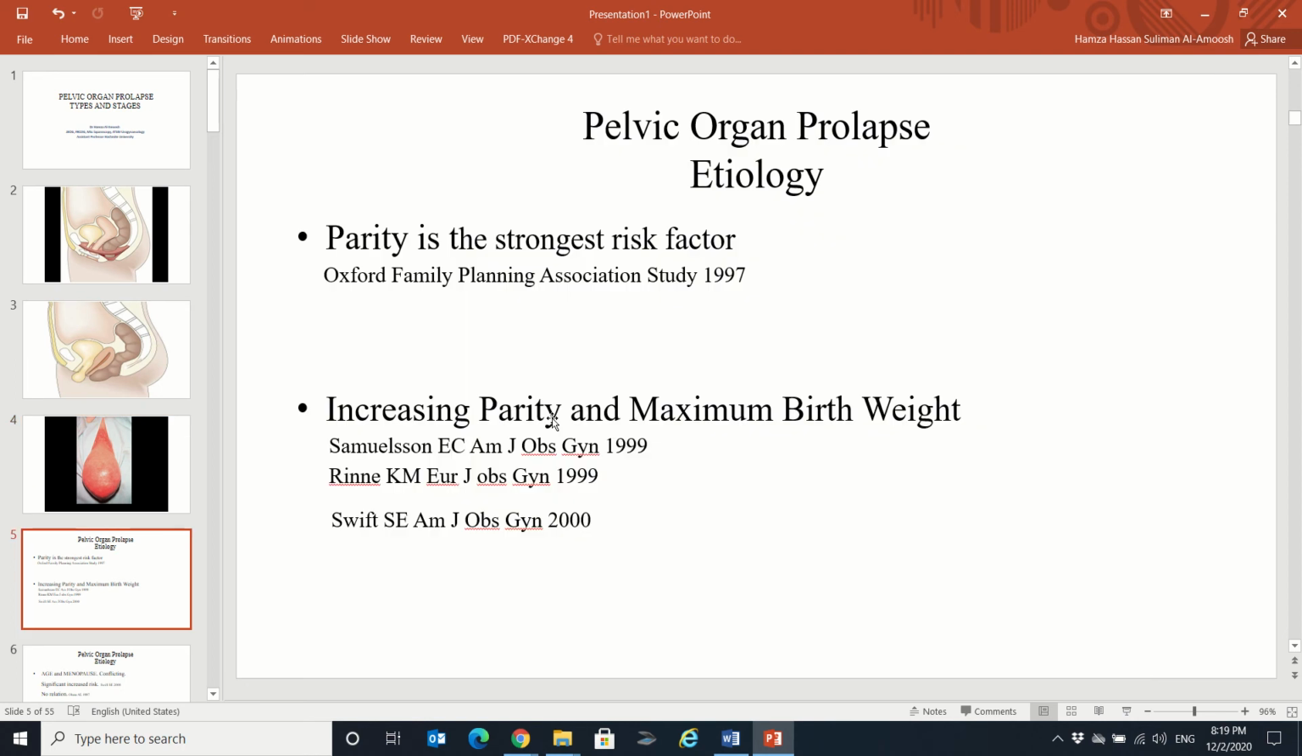So, pelvic organ prolapse etiology. The most important factor and the strongest risk factor is parity. The more children you have, the more likely you'll have prolapse. Increased parity and maximum birth weight: big babies are risk factors. Instrumental deliveries are risk factors. Obstructed labor is a risk factor.